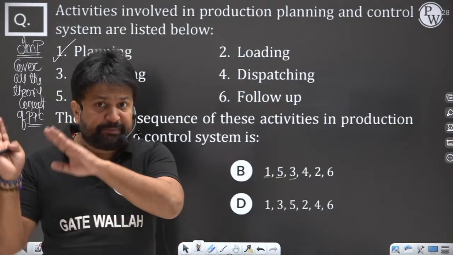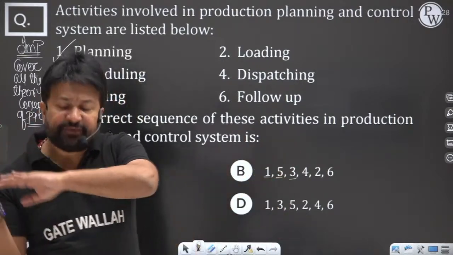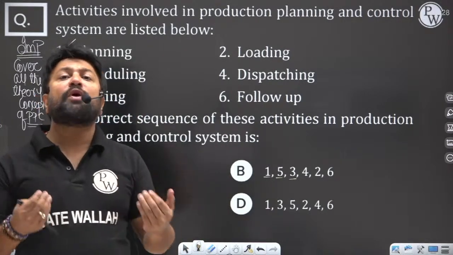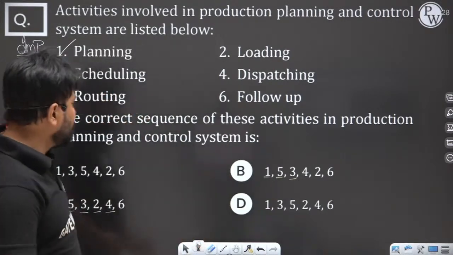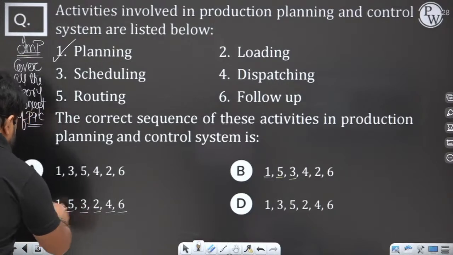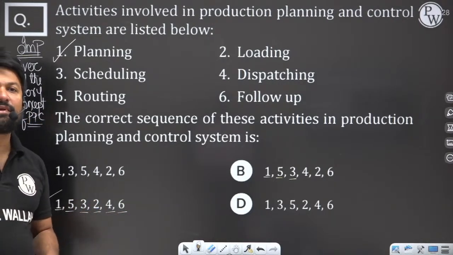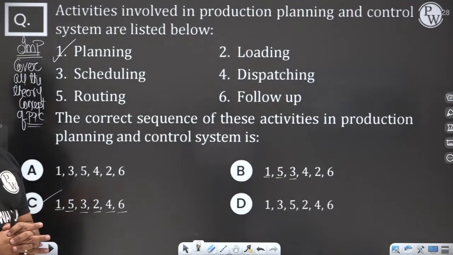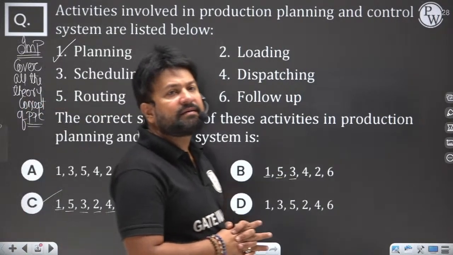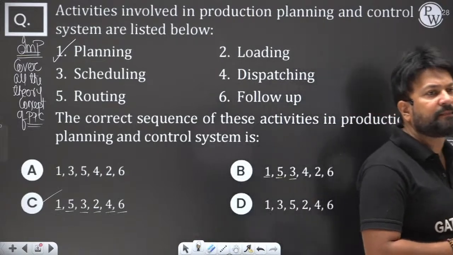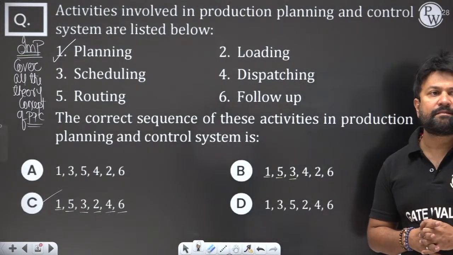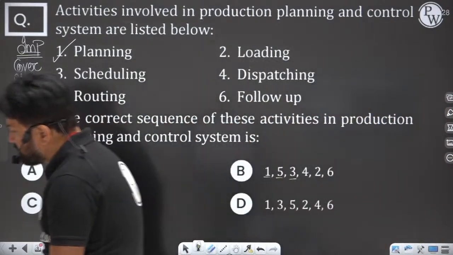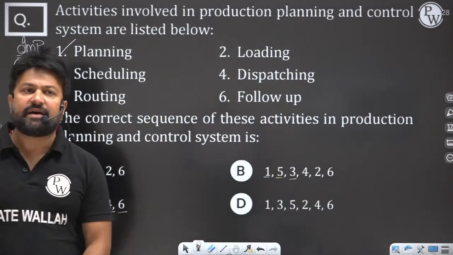Then the dispatching, the transferring, is it going to the proper location or not? For that you have to do a follow up. So C is the correct answer. Am I clear? Yes or no? My dear student, tell me, am I clear or not? Is that point clear?